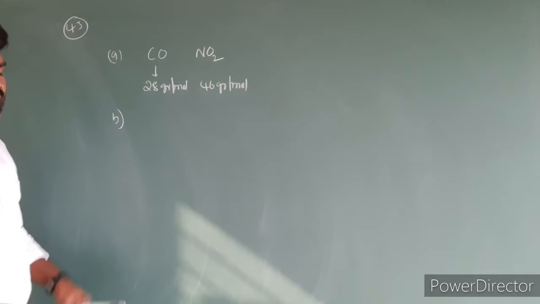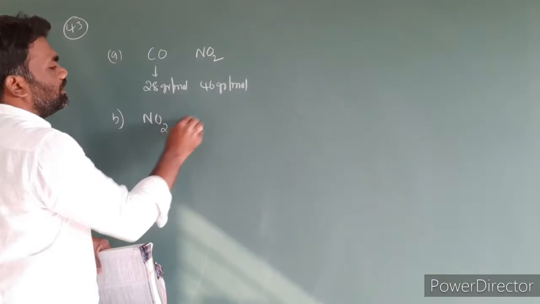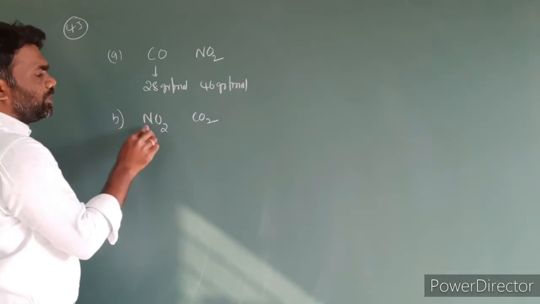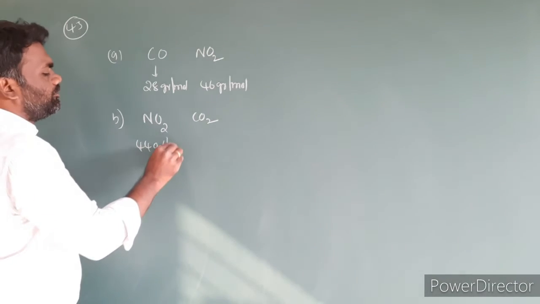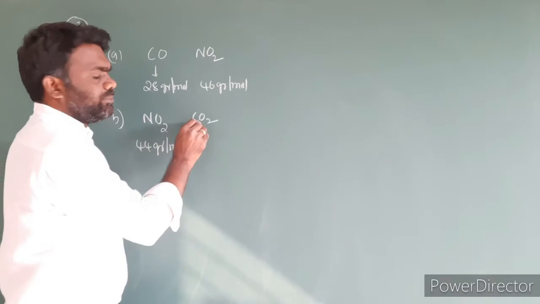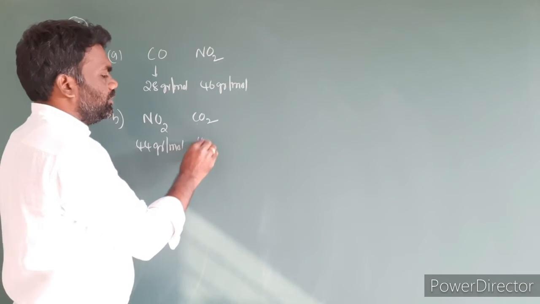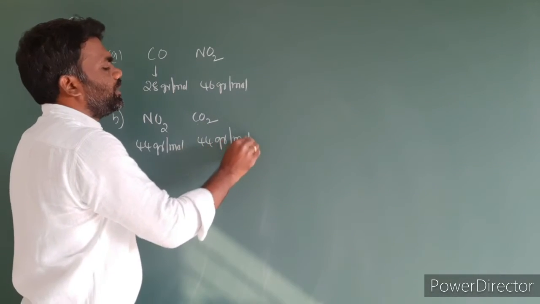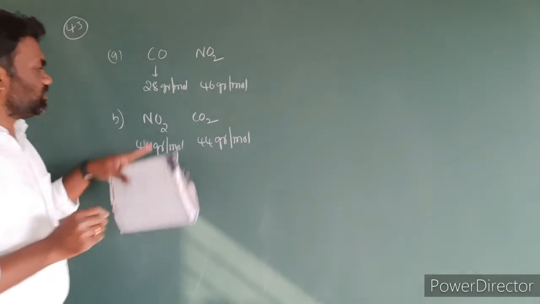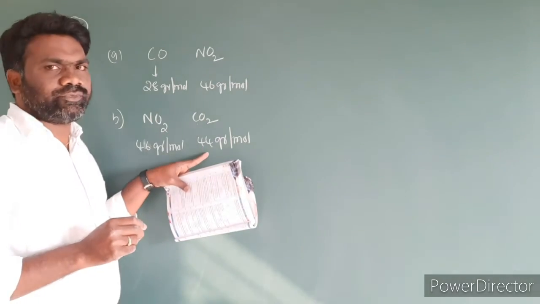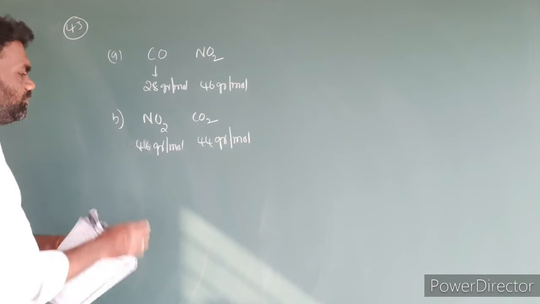Let us check the second option: NO2 and CO2. We already know the molecular mass of nitrogen dioxide is 46 gram per mole. And carbon dioxide: carbon is 12, O2 is 32, so 32 plus 12 gives 44 gram per mole. So NO2 is 46 and carbon dioxide is 44. Both have different molecular masses. They must have the same molecular mass, then only the rate of diffusion will be the same.